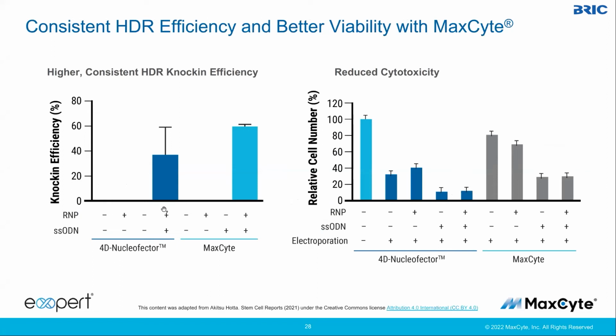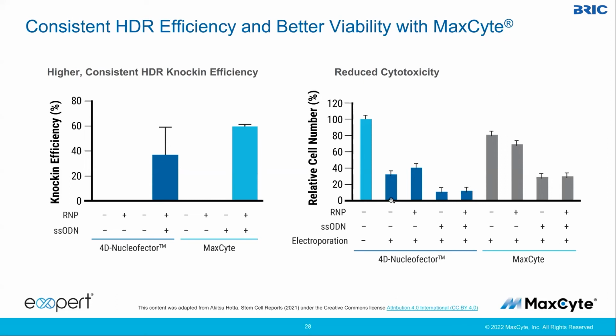This slide is just showing a comparison with MaxCyte and the 4D nucleofector. This is also published in Akitsu's paper, where you can get a certain extent of knock-in efficiency with the other platform, but the variability was much higher. Whereas with MaxCyte, it was fairly reproducible and with high efficiency, over 60% consistently.